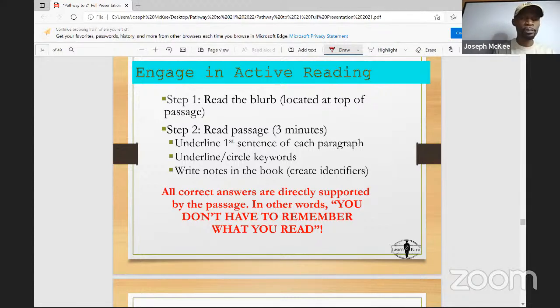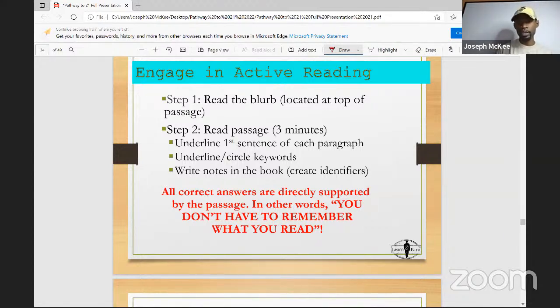Once you read that blurb, you're next moving to reading that passage. That's about 1,000 words in each of those passages. So you got to be able to read rather quickly. So what are we doing? We want to take 3 minutes to read that passage.